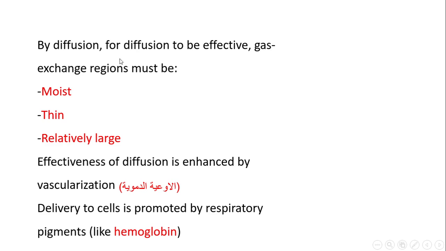Gas exchange occurs by diffusion. For diffusion to be effective, gas exchange regions must be moist and relatively large. Effectiveness of diffusion is enhanced by vascularization, بواسطة الأوعية الدموية. Delivery to cells is promoted by respiratory pigments like hemoglobin.